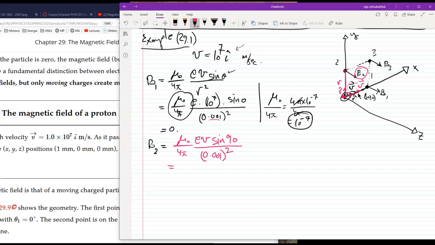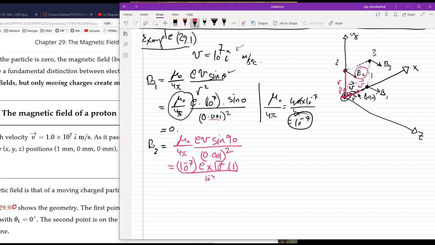And then you plug in the numbers. You do the calculation, please. So that's 10 to the negative 7 times the charge, which is 1.602 times 10 to the negative 19, times 10 to the 7 for the velocity. Sine 90 is 1, divided by that, 10 to the what? 10 to the 4, I think, negative 4 or something like that.